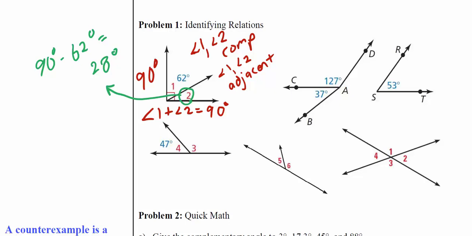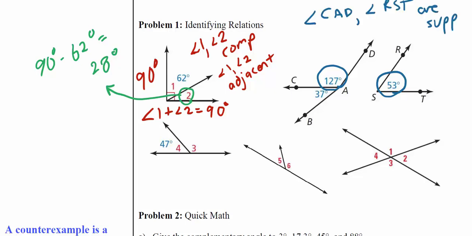For these next angles, we don't quite see a line being formed anywhere. We have a 37 degree and a 127 degree, which does not add up to 180. It adds up to a different number. So we can't say that this angle plus this angle is 180, and if we can't say that, they're not supplementary. However, you'll note that 127 plus 53 is 180. So we could say the following.